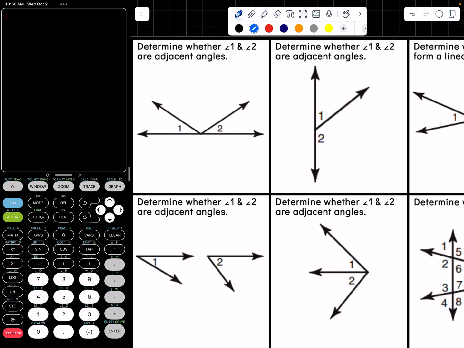Looking at this top left example, we do have a common vertex. However, we do not have a common side between these two angles. So these two angles, 1 and 2, are not adjacent. Looking at the right, these two angles are adjacent. We share this common side and vertex, so yes, they are adjacent.